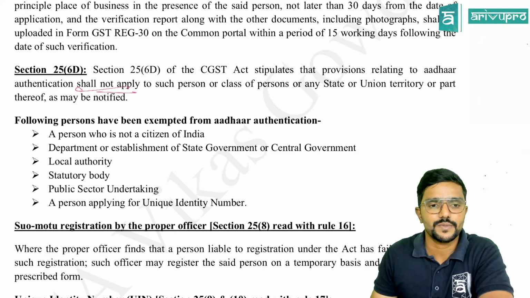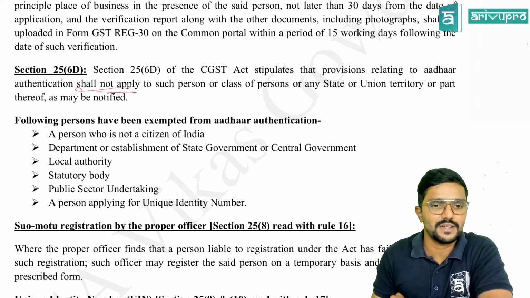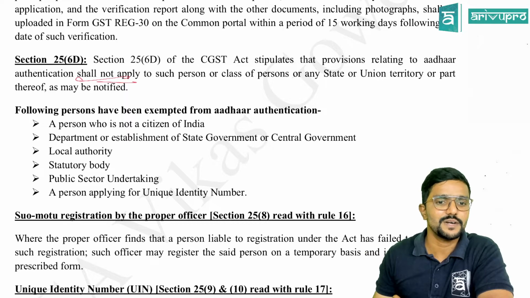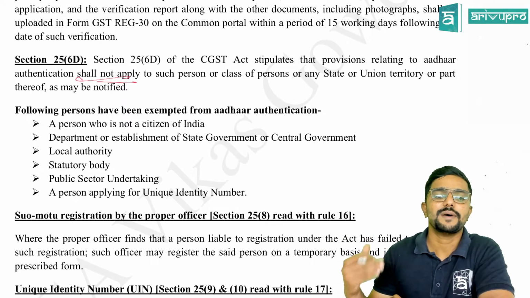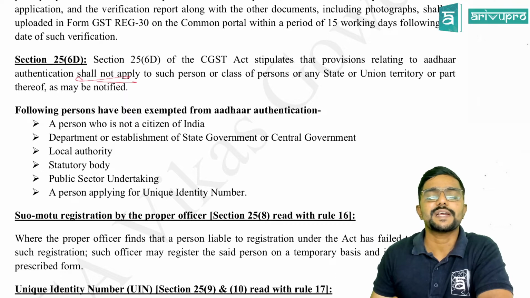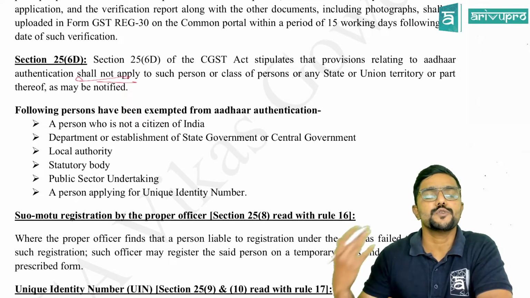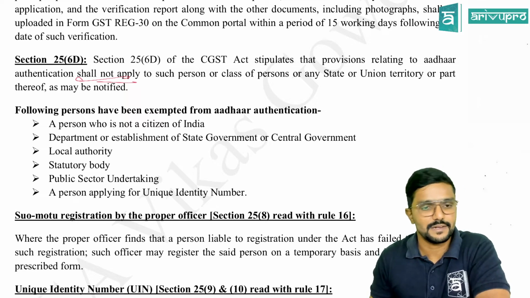Who are those? A person who is not a citizen of India, so they will not be having Aadhaar anyway. Then a department or establishment of the state government, central government, local authority, statutory body, public sector undertaking, and a person applying for a unique identity number. So the following people are not supposed to get their Aadhaar authentication.